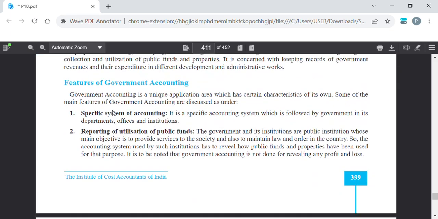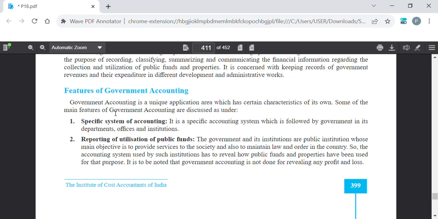So our first point is a systematic, specific system of accounting. It is a specific accounting system which is followed by government in its departments, offices and institutions. Yes, government offices and government departments stick to specific accounting.